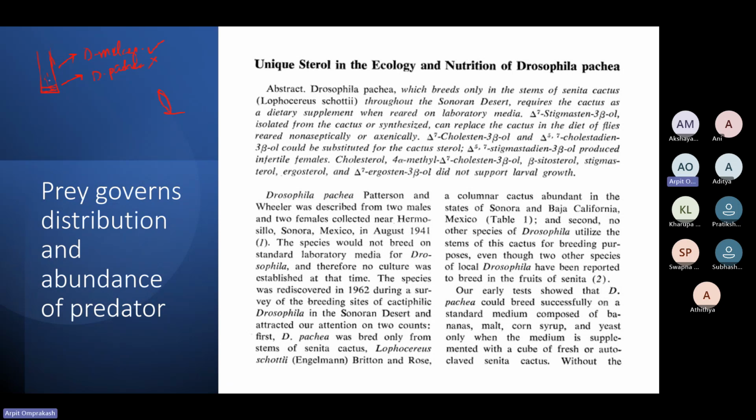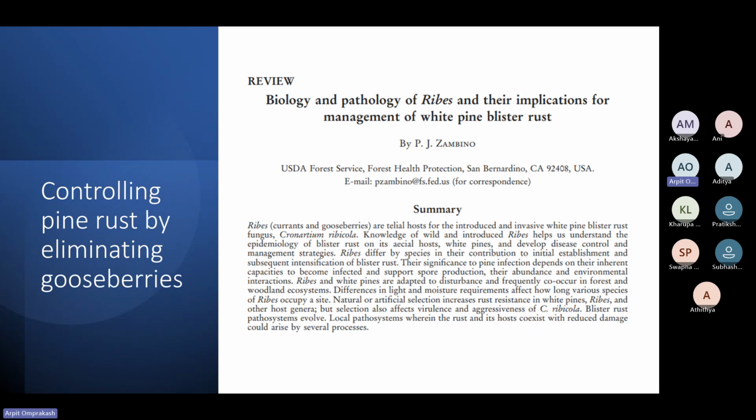It won't grow unless you add a piece of this cactus, because the cactus is needed for this species to complete its reproductive life cycle. Right. So how can this be useful?